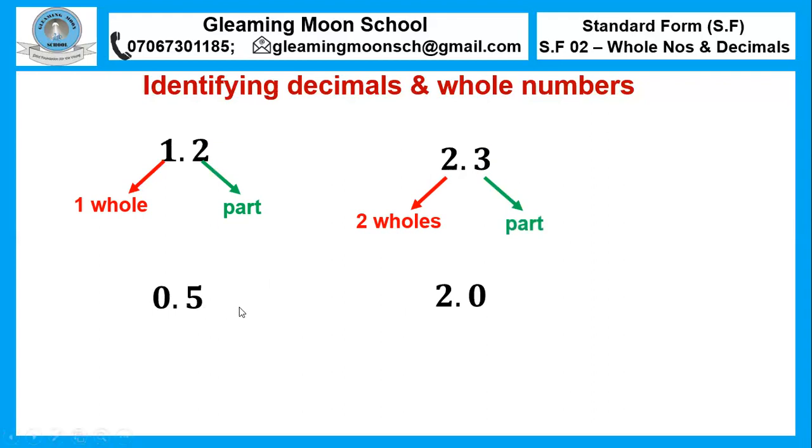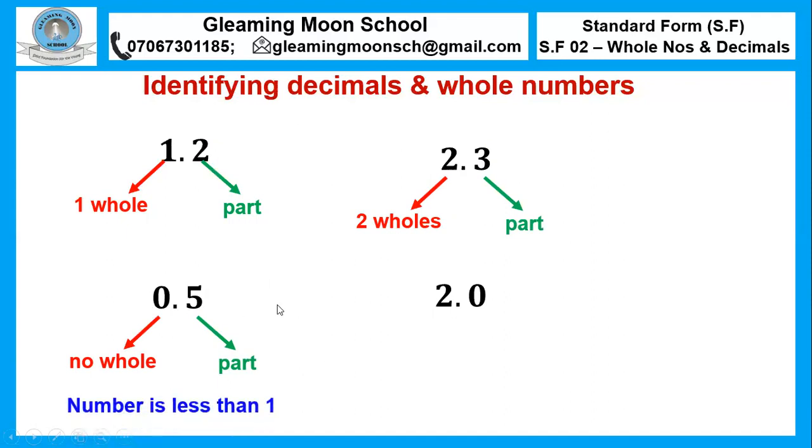Now coming to 0.5, the 0 means what? No whole. There is no whole number, and the 5 there tells us it is a part. So having no whole and a part means this number is less than 1. The first one we looked at has 1 whole and 2 parts. Here we have no whole and 5 parts, so that means it is less than 1. That 5 parts is not up to 1.